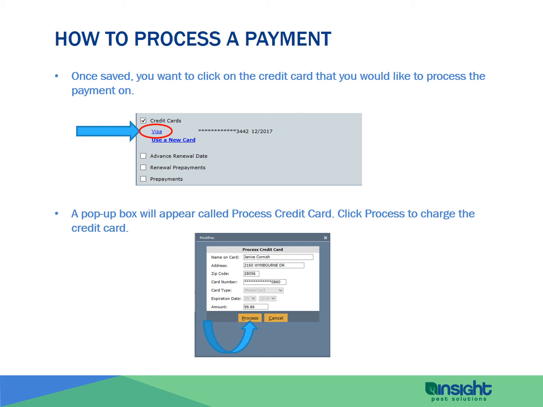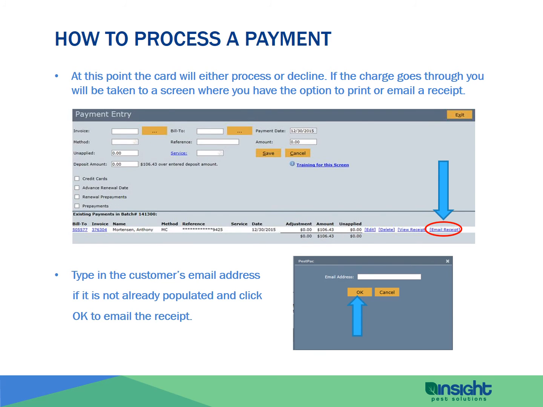Once you have saved the payment, you want to click on the credit card that you would like to use to process the payment. In this example, it's a Visa ending in 3442. A pop-up box will appear called Process Credit Card. You want to click the Process button to charge the credit card. At this point, the card on file will either process or decline. If the charge does go through, you will be taken to a screen where you have the option to print or email a receipt. You want to type in the customer's email address if it is not already populated and click OK to email the receipt.